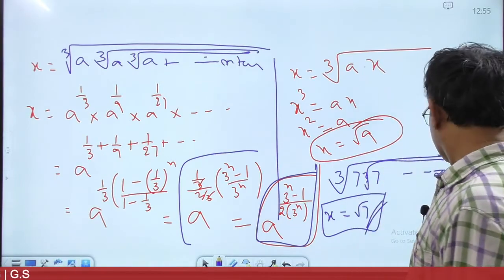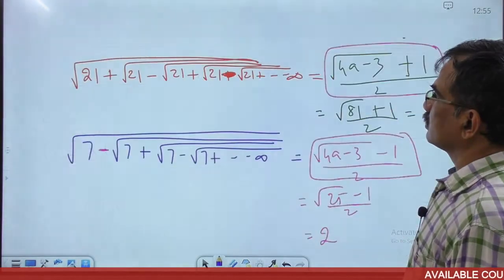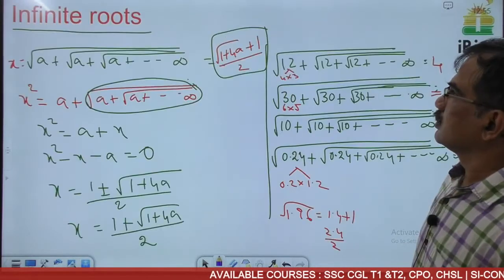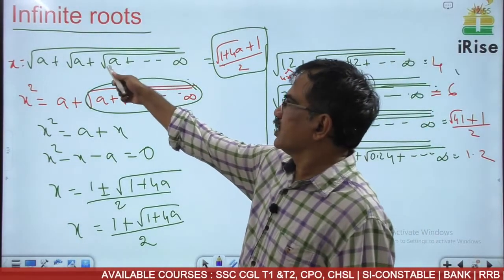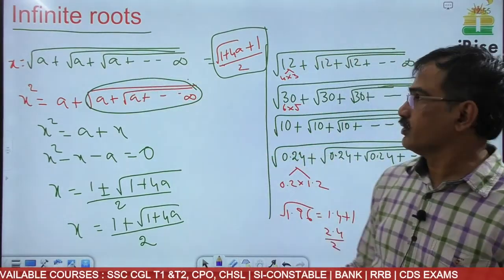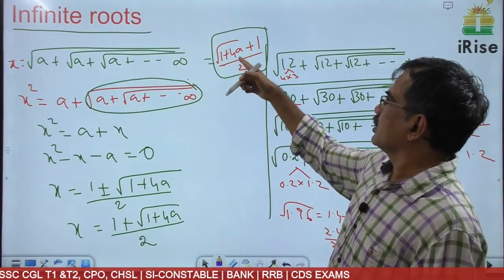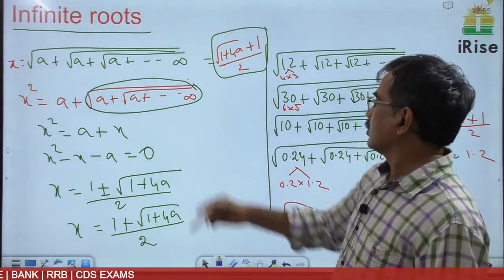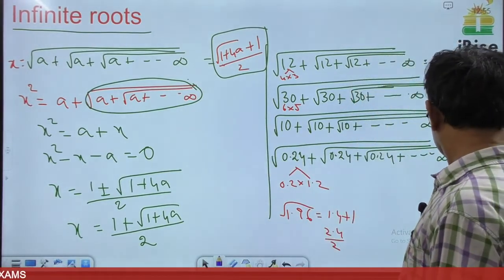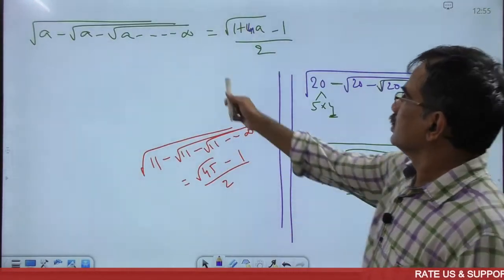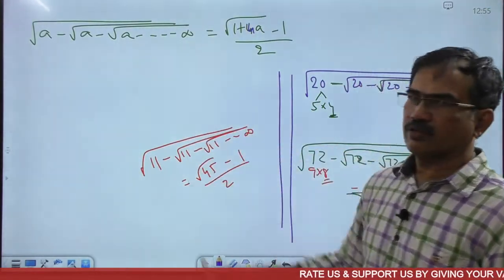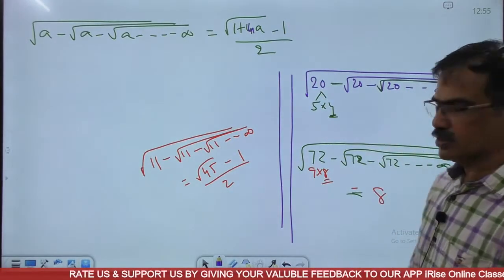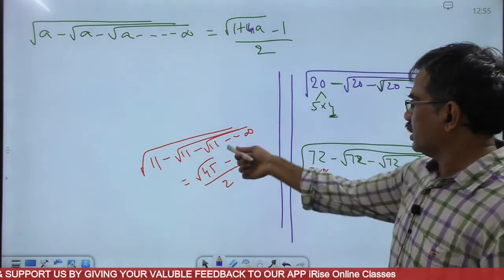So I have given different formulae. This is the first one: root of a plus root of a plus root of a plus and so on is nothing but 1 plus root of 1 plus 4a by 2. Write in order. First formula. This is the second formula: root of a minus root of a minus, given, root of 1 plus 4a minus 1 by 2. These are the examples, 1, 2, 3 examples.